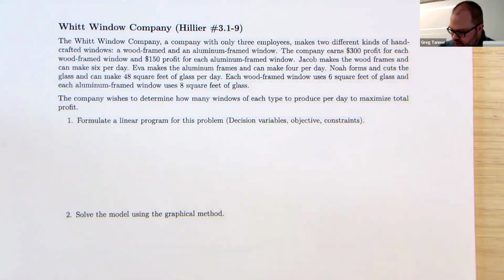So I hope you gave it a good try. Let's go ahead and walk through this problem. So what's our decision variable? What do we have choice over? Well, we have choice similar to last time over how many of each product we make.